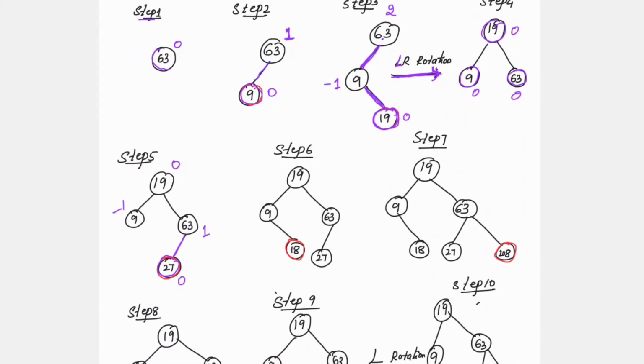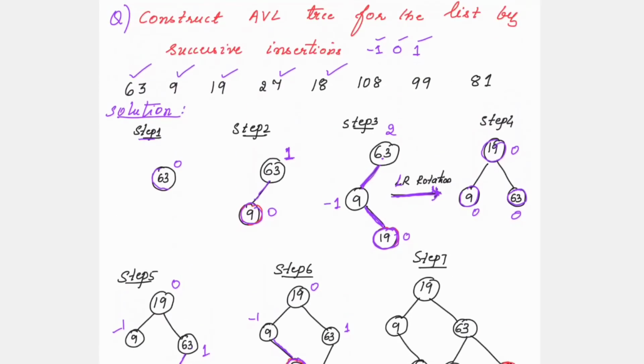18 will take this position because 18 is greater than 9. It will come to the right side of 9. At this stage also you just check the balance factor for all the nodes. This is 0, this is 0, -1, 1 and this is 0. The tree is balanced, no need to perform any rotation. Next, after this, the next element to get inserted is 108.